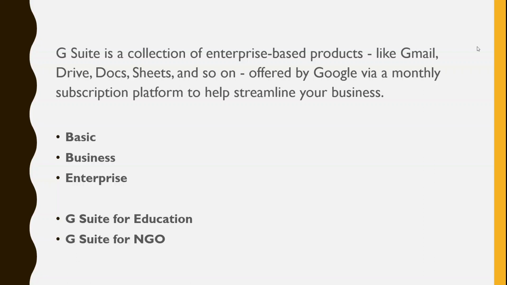So what do you get access to? A lot of products that are offered by Google. And all these are available to us on a monthly priced basis. So you get 3 different plans: basic, business, or enterprise. The prices vary, and also these suites are available for education and non-governmental organizations.